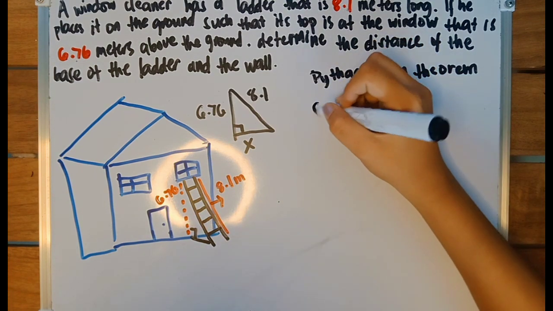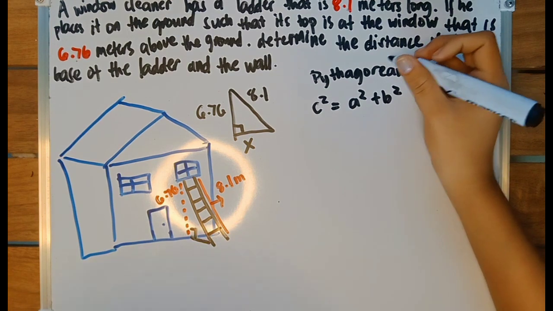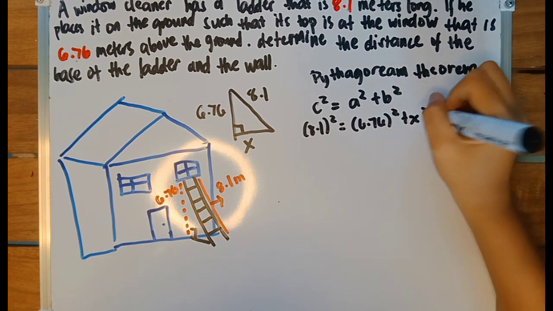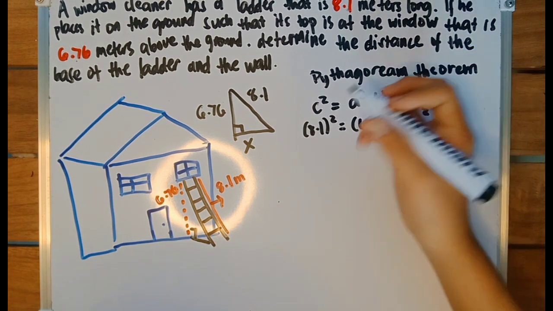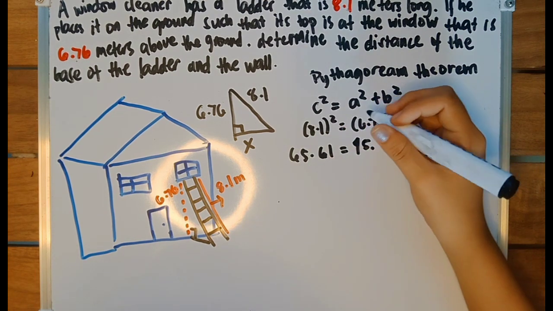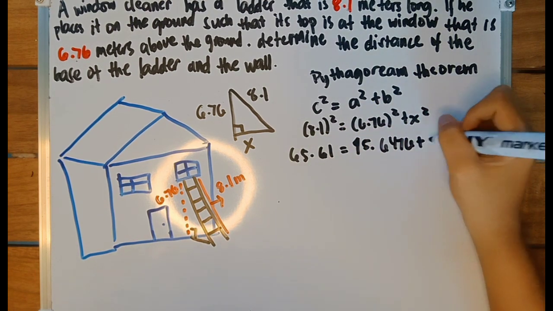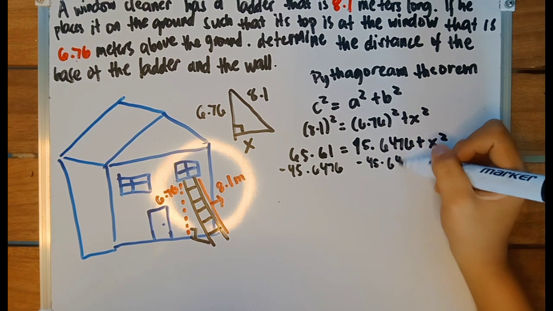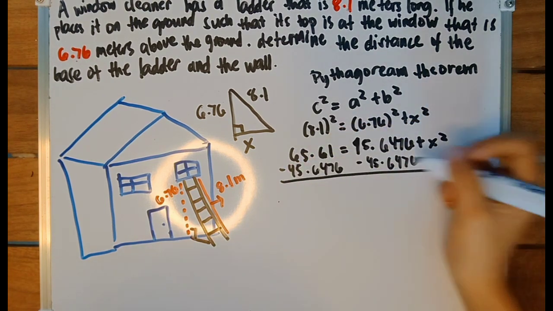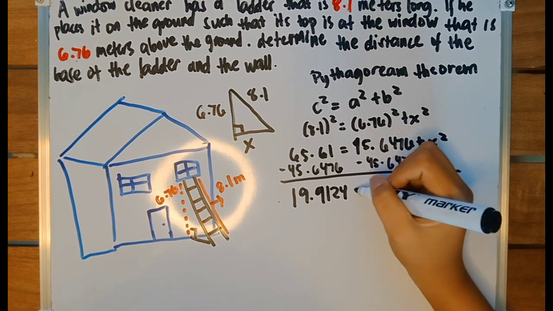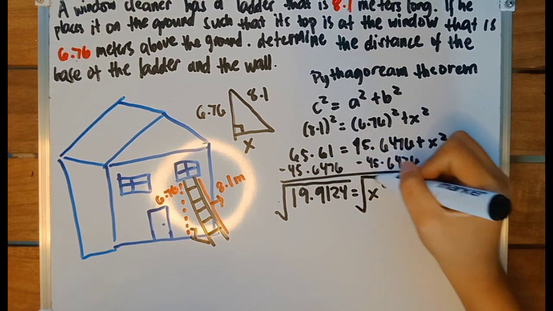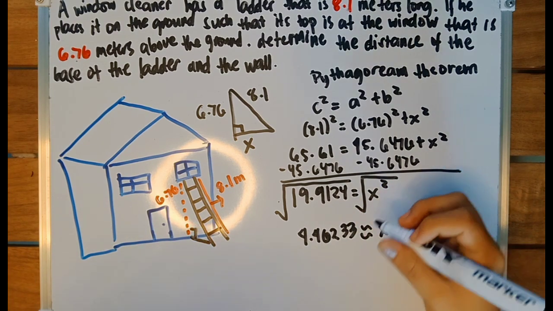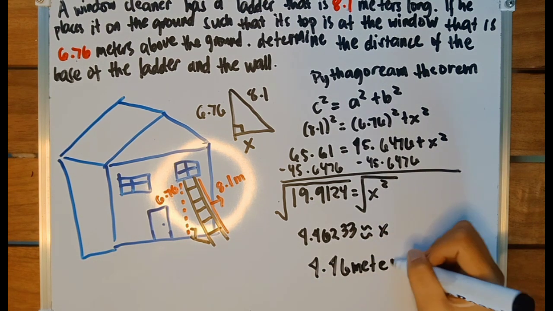By applying the Pythagorean theorem, you can determine the value of x. Step 1. Substitute the given values into the Pythagorean theorem. 8.1 squared is equal to 6.76 squared plus x squared. That would be 65.61 is equal to 45.64 plus x squared. To eliminate 45.64, we just need to subtract both sides by 45.64. That would be 19.91 is equal to x squared, and if we get its square root, x will be equal to approximately 4.46 meters.